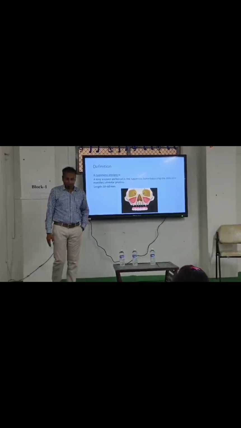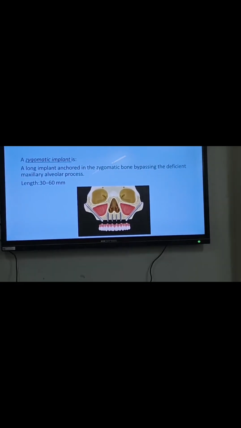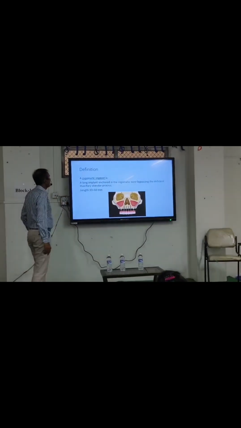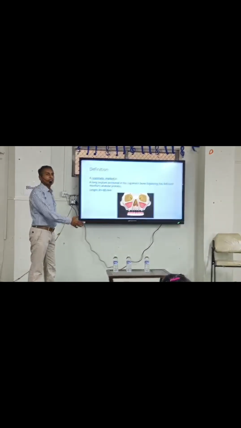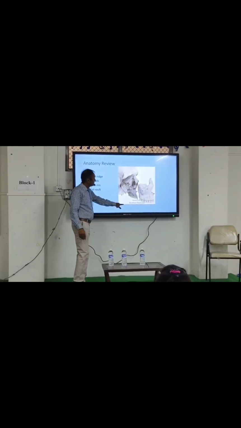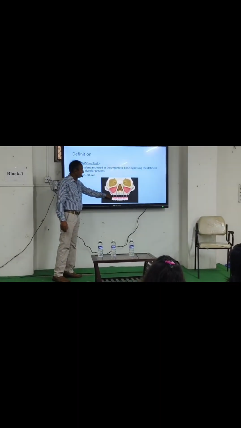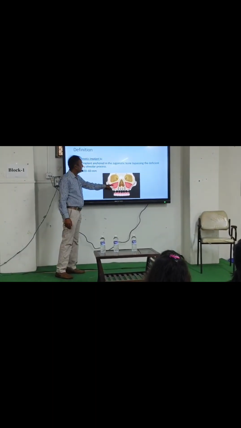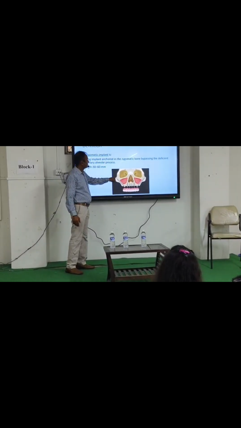So what is a zygoma implant or zygomatic implant? It's a long implant, very important, long implant anchored in the zygomatic bone, bypassing the deficient alveolar maxillary process. So we are not engaging the maxillary process, we are engaging the zygoma. The implant is in the mouth here, in the angle. It is bypassing the alveolar bone as well as the sinus and engaging the zygoma. That is the last point that it is engaging.